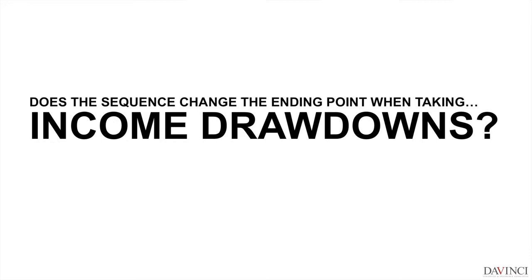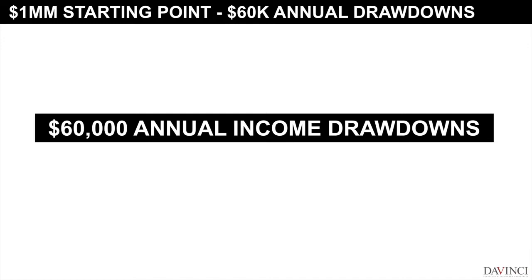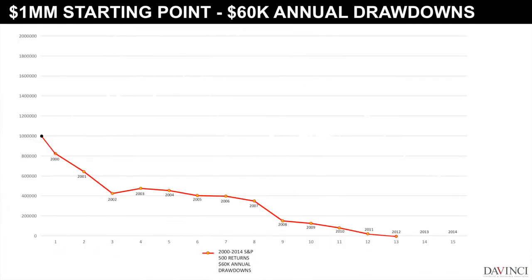So the real question is, does the sequence of returns change the ending point when you start taking retirement income drawdowns? In other words, once you start pulling retirement income out of your retirement account, does the order in which these same returns occur change the end result, even though the average returns are the same? Now we're going to use an example of taking out $60,000 annual income drawdowns from the retirement account to see what happens. So here's the same 15-year sequence we just looked at, 2000 through 2014.